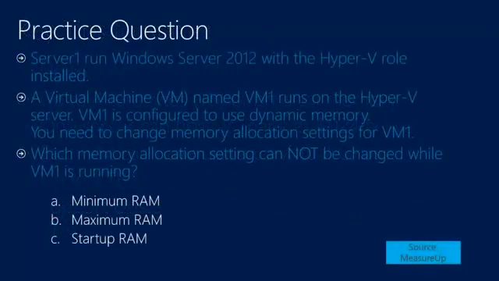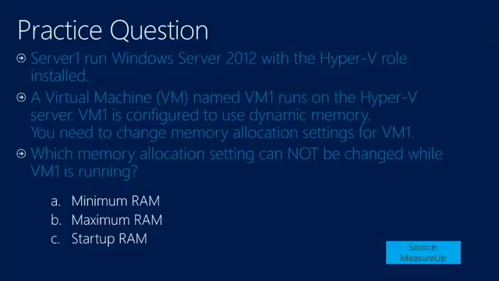I'll ask one more practice question. A server runs Windows Server 2012 with the Hyper-V role installed. A virtual machine named VM1 runs on the Hyper-V server. VM1 is configured to use dynamic memory. You need to change memory allocation settings for VM1. Which memory allocation setting cannot be changed while the VM is running?